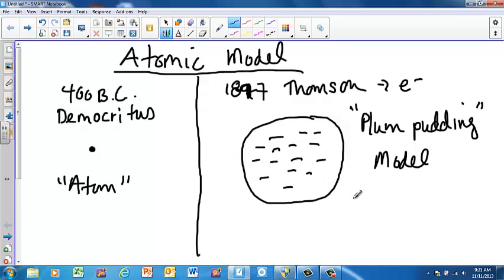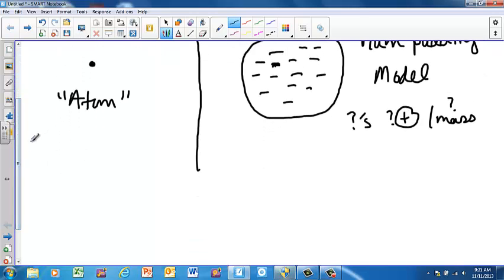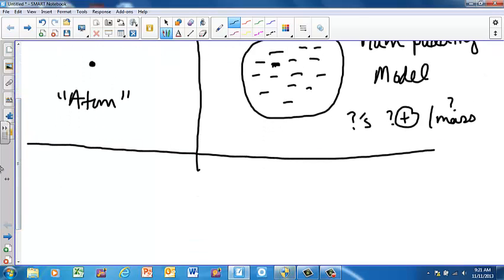Which was great, except we still had some questions. The questions after Thomson included, where was the positive stuff, and where was the rest of the mass? Because if you remember correctly, the electrons are very small. They're 1/1000th the size of a proton or a neutron. And so the questions after the Thomson model were where's the positive stuff and where's the rest of the mass in the atom? Well, along came a guy named Rutherford.